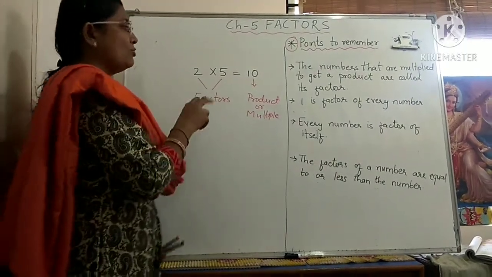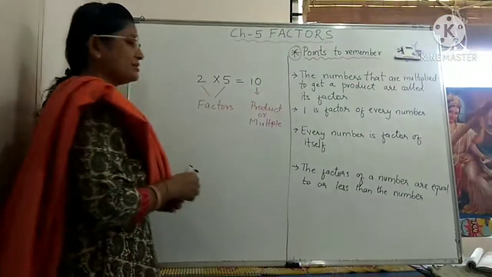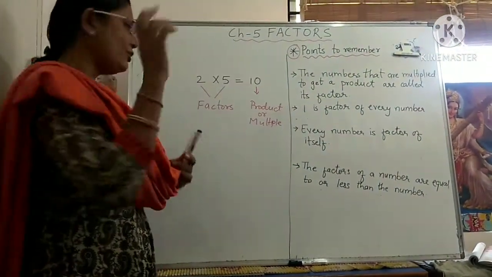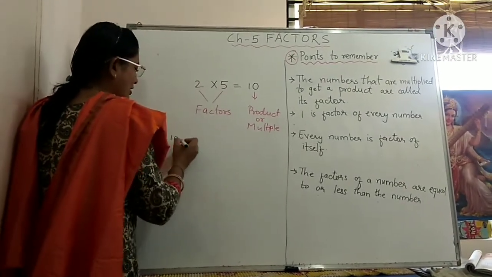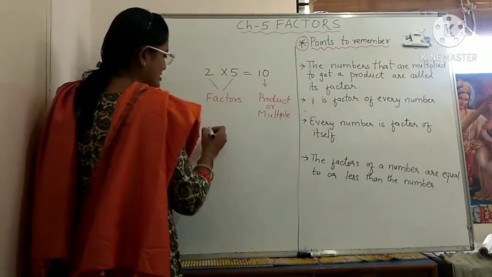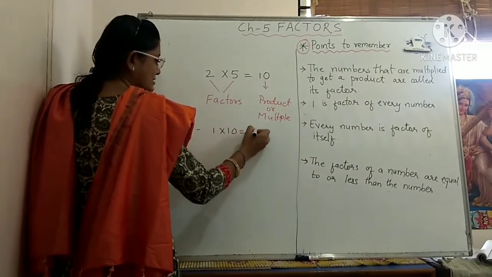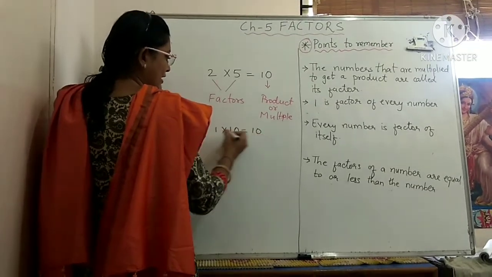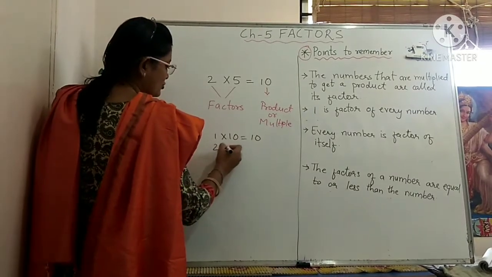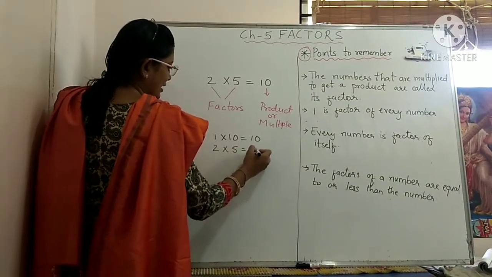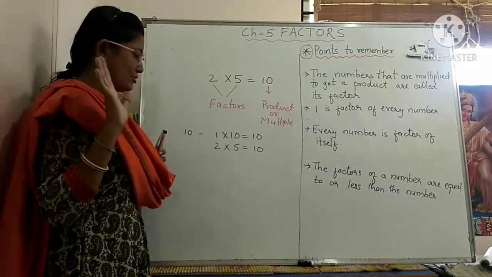Okay. Now, second point is 1 is a factor of every number. Say children, if you are writing the factors of any number, here I have taken 10. Let me explain with 10 only. If I ask you to write the factors of 10, we will start with 1's table. Always start with 1's table. 1 10s are 10. So factors of 10 are 1 and 10. Right? Then we will start with 2's table. 2 5s are 10. Right? Then 3's table. In 3's table 10 is not coming. So 3 is not a factor of 10.